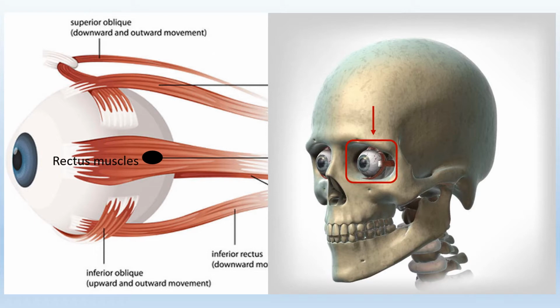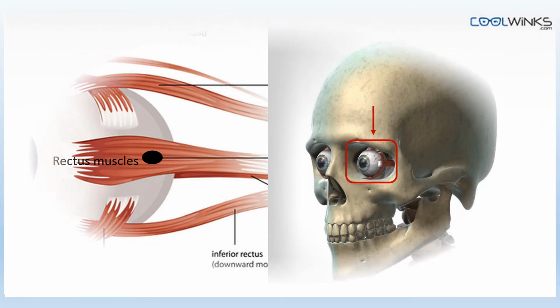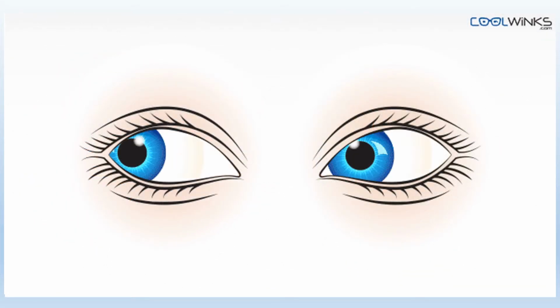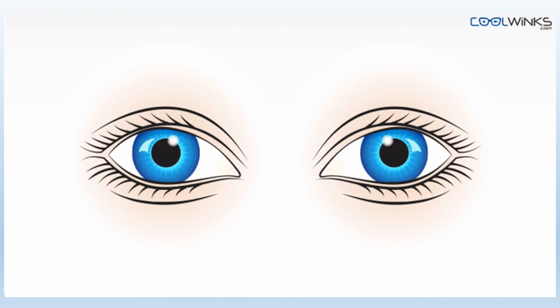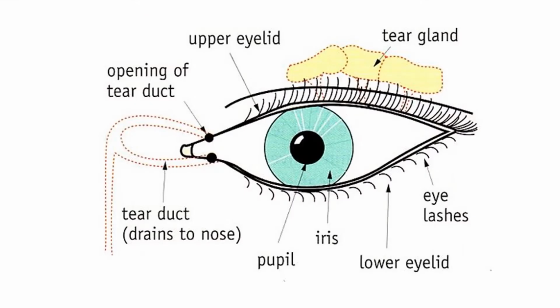These red colored stripes are the rectus muscles. It is because of these muscles that eyes can be rotated in all directions. You can do it yourself. Here in the front view of eye, you can see the tear glands that release tears. Eyelids wipe eyes and prevent dehydration. They spread tears on eyes which contain substances for fighting bacterial infections. Eyelashes prevent fine particles from entering the eye.